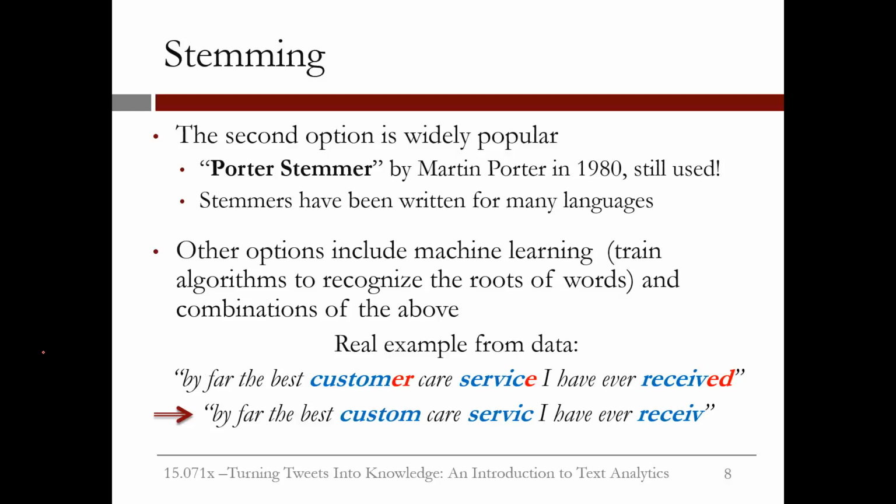Other options for stemming include machine learning, where algorithms are trained to recognize the roots of words, and combinations of the approaches explained here. As a real example from our dataset, the phrase, "by far the best customer care service I have ever received," has 3 words that would be stemmed: customer, service, and received. The ER would be removed in customer, the E would be removed in service, and the ED would be removed in received. In the next video, we'll see how to run these pre-processing steps in R.